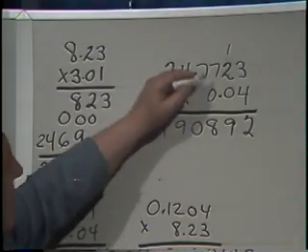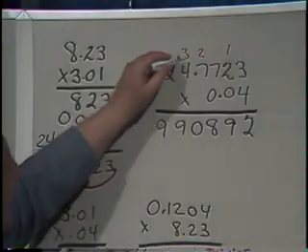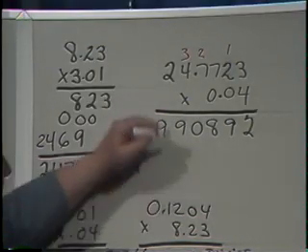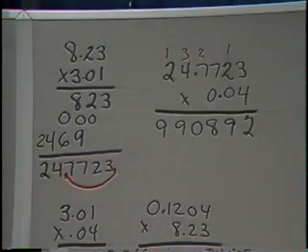See, 4 times 7 is 28. Put down the 8 and carry the 2. 4 times 7 is 28 and 2 is 30. Put down the 0, carry the 3. 4 times 4 is 16 and 3 is 19. Put down the 9 and carry the 1. 4 times 2 is 8 and 1 is 9. And you see that's exactly what we were doing in Module 3.